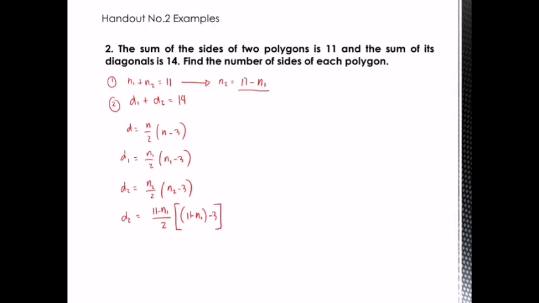So this is actually your D2. And then from equation 2, we will substitute D1 in terms of N1 and your D2 in terms of N1 also. So this is actually our third equation. This is our fourth equation.